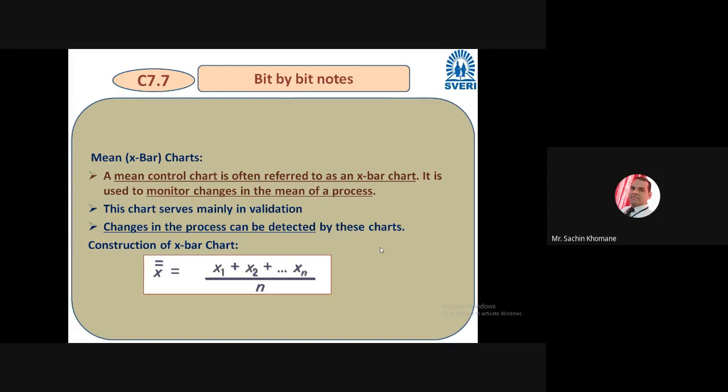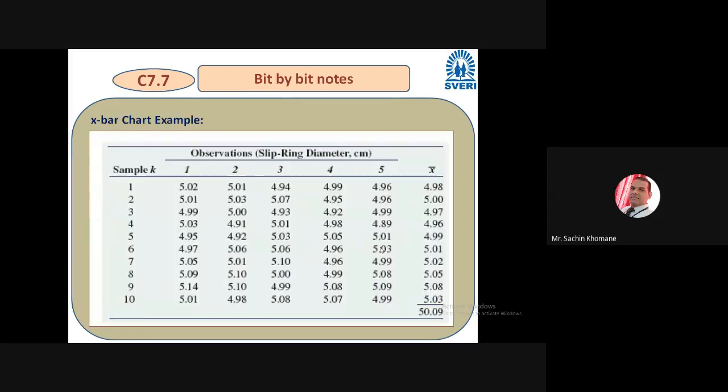And changes in the process can be detected by this process. Any change that happens in the process can be detected by this chart. So we have seen the formula. Now this is the example of an X bar chart. I have taken the example of slip ring diameter in centimeters. Slip ring, a mechanical product, we have chosen.